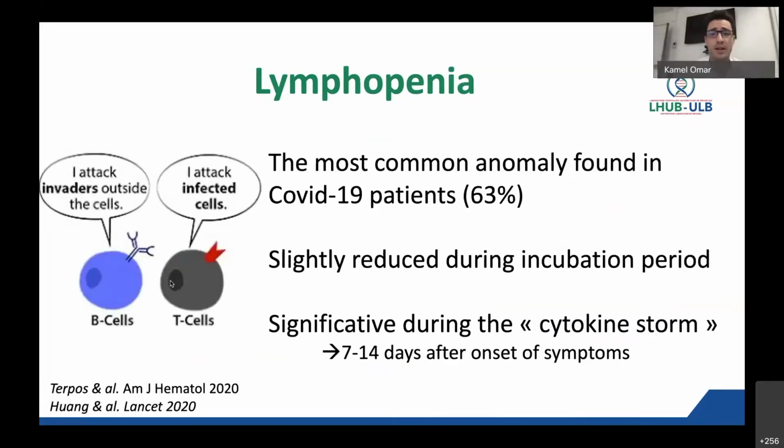Lymphopenia is the most common anomaly found in COVID-19 patients. Wong et al. conducted a study in Wuhan where they found that 63% of the COVID-19 patients had lymphopenia. The lymphopenia is slightly reduced during the incubation period and can be significant during the cytokine storm, which usually happens 7 to 14 days after the onset of the symptoms.